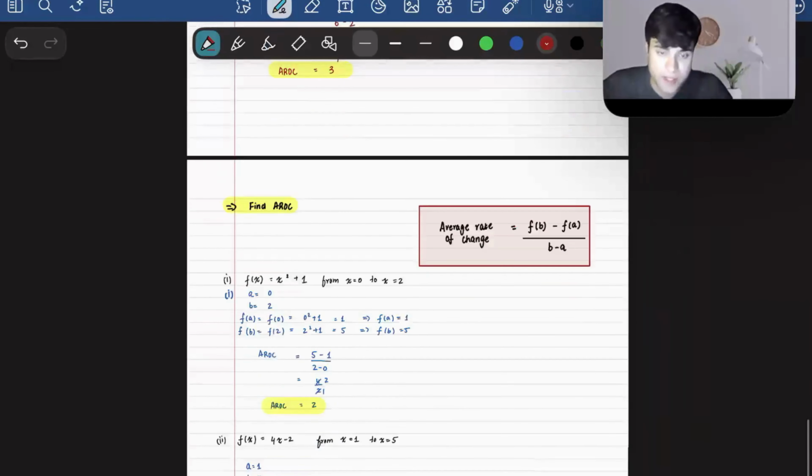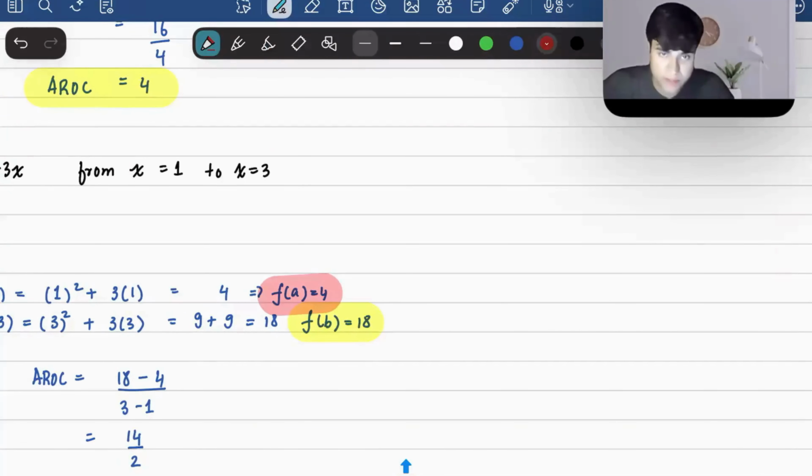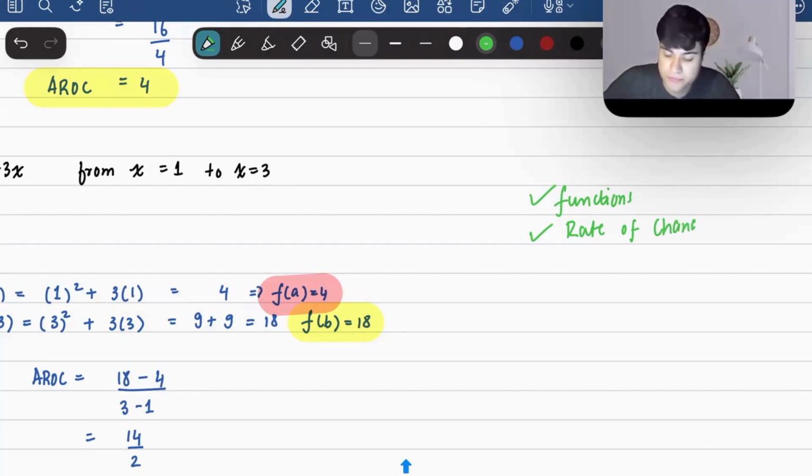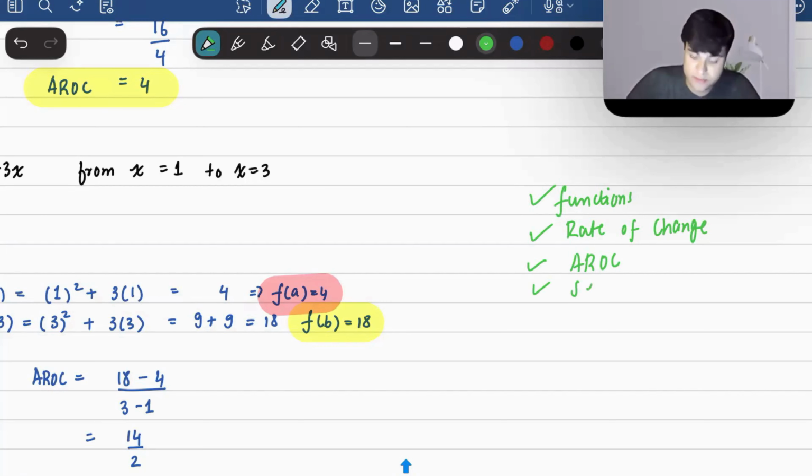We talked about average rate of change and the formula that's utilized. Again, secant line right here. So all in all, we have talked about a couple of things. Number 1 is functions. What are functions? That's done. What is rate of change? Then we talked about average rate of change, and we talked about secant lines.